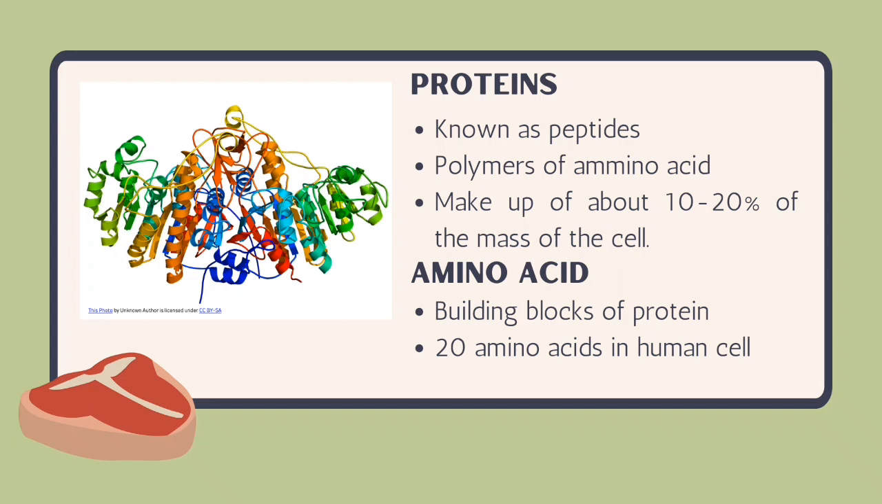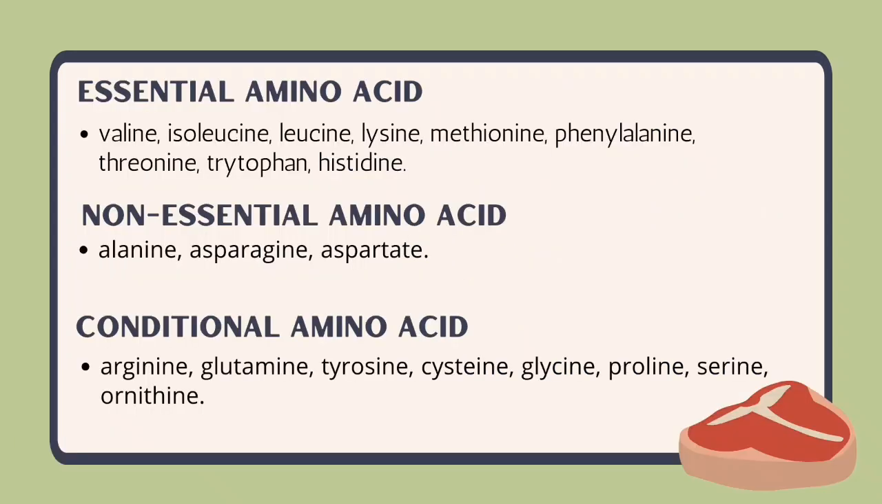The body breaks proteins down into amino acids, which are used to build and repair muscles and make hormones and enzymes. Amino acids is the building block of proteins. There are about 20 amino acids in the human cell. However, only 11 can be synthesized by the body, and the remaining needs to be supplied by the food that we eat. The essential amino acid is the essentials that we need to take or include in our daily diet.